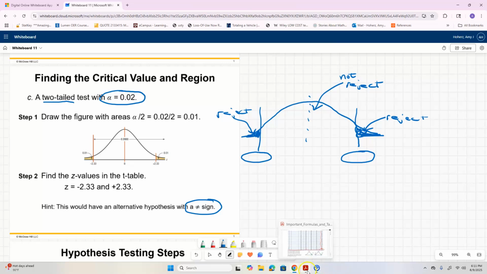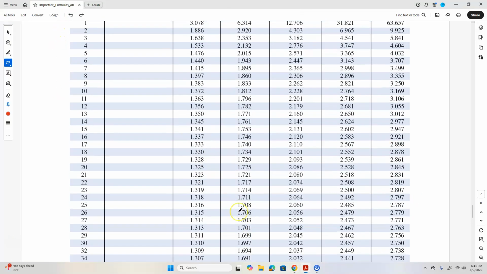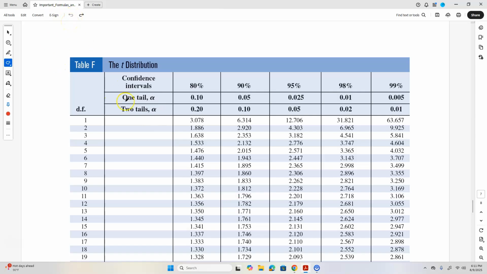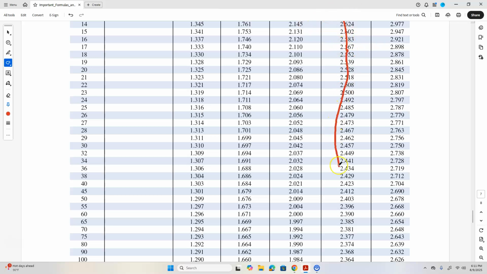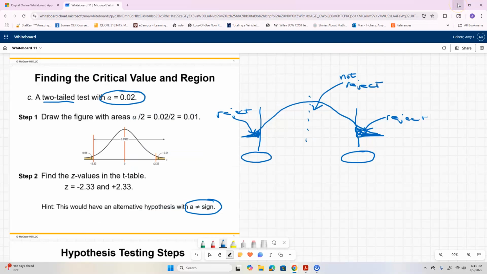So let's go to our chart, our table. We've got two-tailed alpha 0.02. Okay, so you notice there's another row here that says two tails. So we have to jump down to that row. And it was alpha 0.02. And so we're going to go down, and we can find our critical value of 2.33 if we round to 2 decimal spots. So 2.33. But we need two values, remember. So 2.33 is the right-hand value, and then the left-hand value is negative 2.33.